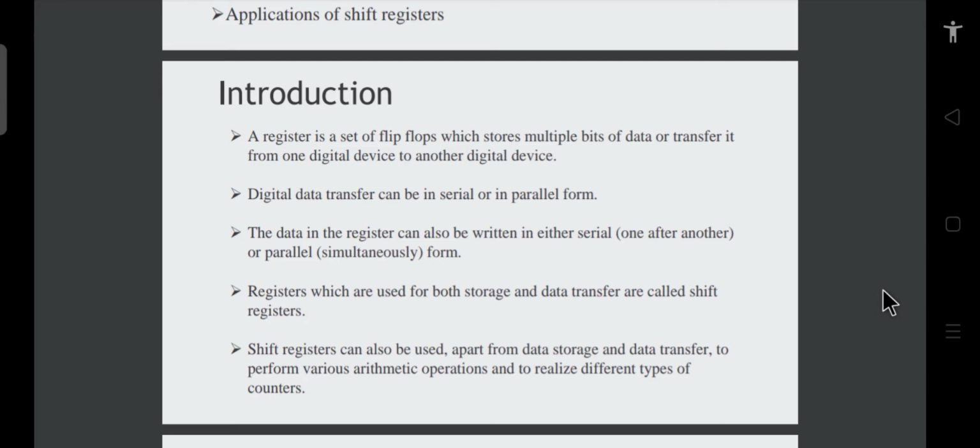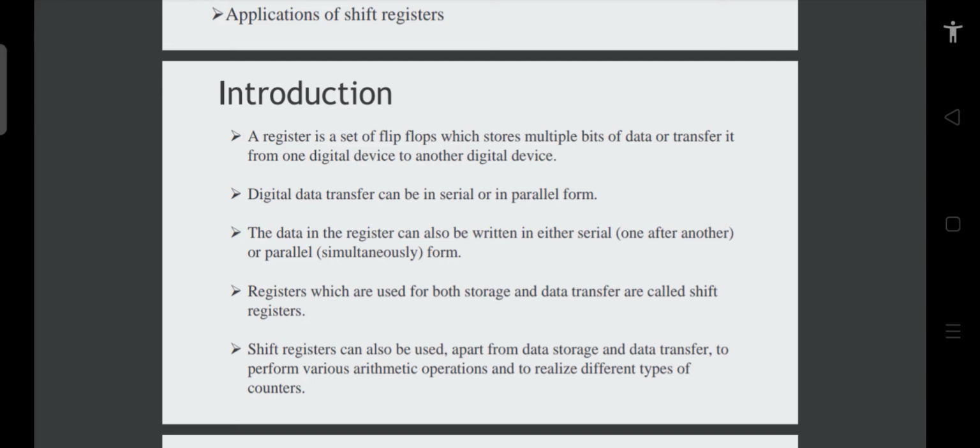If we just try to define registers, then registers are a set of flip-flops which store multiple bits of data. A flip-flop is used to store a single bit, whereas a set of flip-flops can be used to store multiple bits. Along with that, they can also be used for data transfer from one device to another digital device.